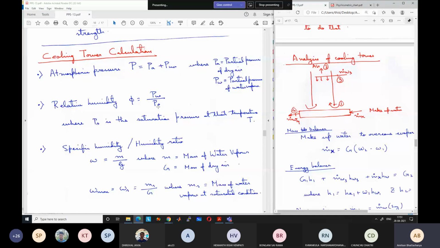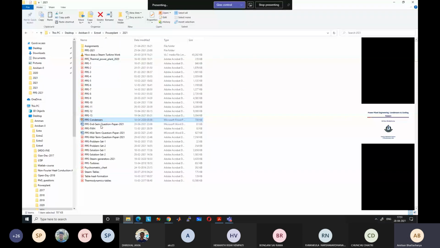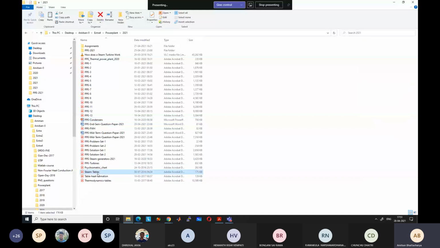If we go to the steam tables and look at the steam tables, for example, we have some time today. We are almost finished, we are at the end of our class. So let me show you a few values.